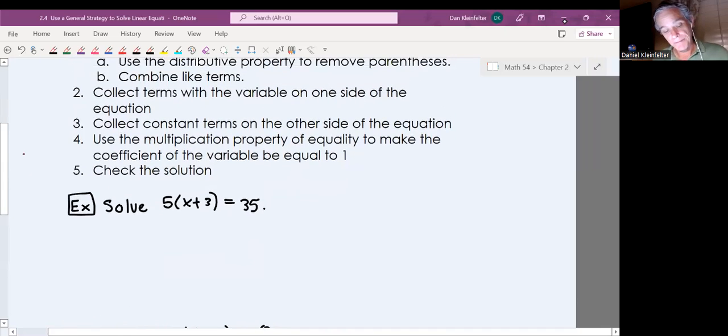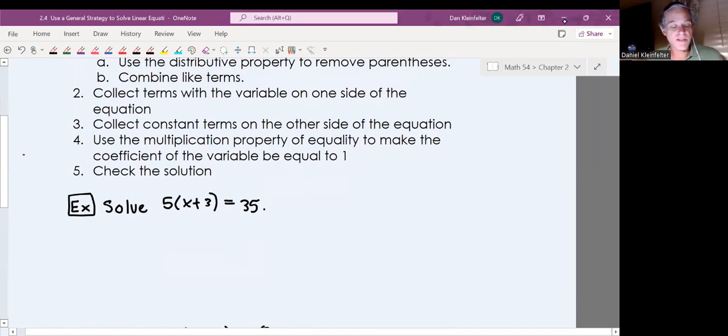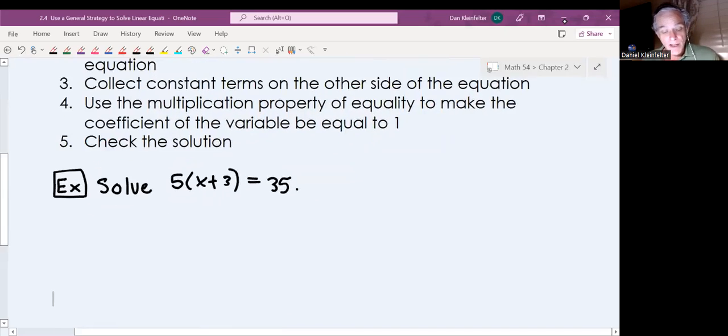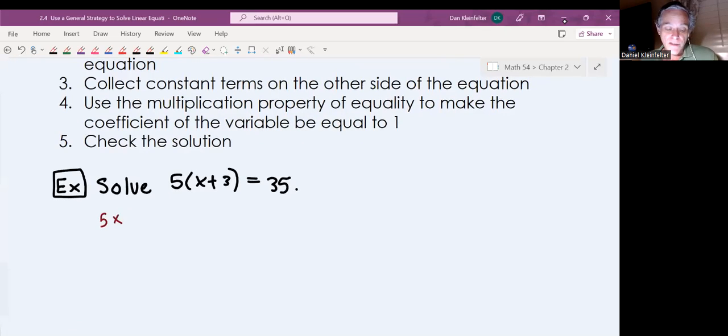Okay, so let's try. First of all, we have the equation 5 times, in parentheses, x plus 3 equals 35. We're going to simplify each side separately. The right side is just a 35, so there's nothing to be done there. However, on the left side, we can distribute the 5 to remove parentheses. We'll get 5x plus 15 equals 35.